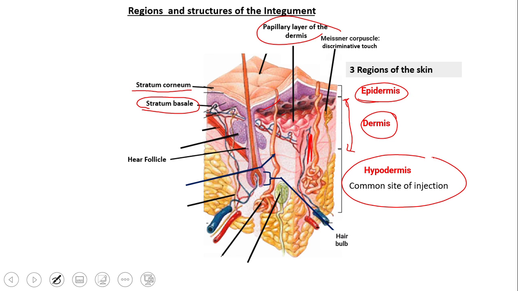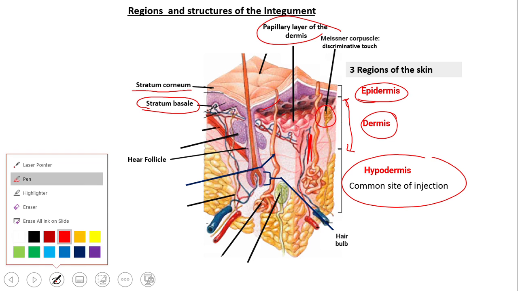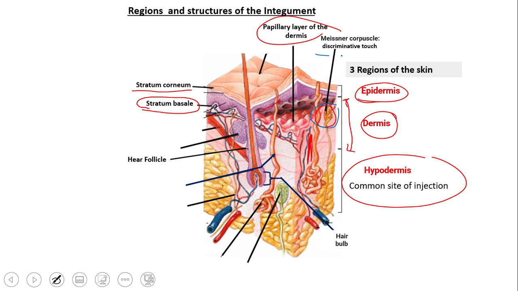We have some receptors and nerve endings through the skin to enable us to feel different stuff. So here in the papillary layer of the dermis, we have the Meissner's corpuscles, and they are responsible for light touch and discriminative touch. Like if you are touching a surface to determine if it is smooth or rough, the Meissner's corpuscles are the ones to detect that. All over the skin, we have the free nerve endings, and they are responsible to feel pain and temperature.